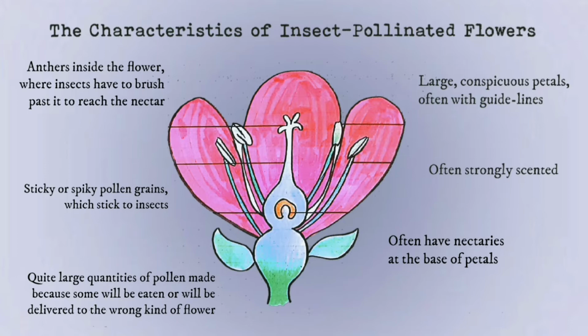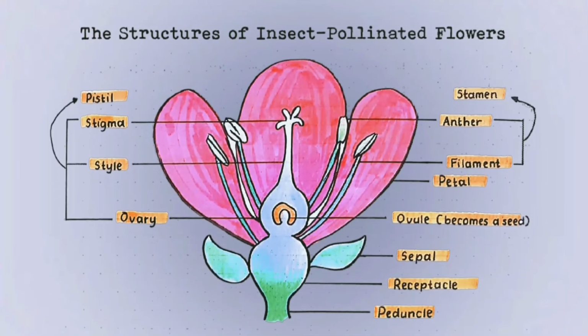Lastly, they have quite large quantities of pollen made because some will be eaten or will be delivered to the wrong kind of flower. Now, let's take a look at the structures of insect-pollinated flowers. The male part of the flower is called the stamen and is composed of anther and filament. The female part of the flower is called the pistil or carpel and is composed of stigma, style, ovary, and ovule. In addition to these reproductive structures, flowers possess several other support structures. Those are petals, sepal, and peduncle.